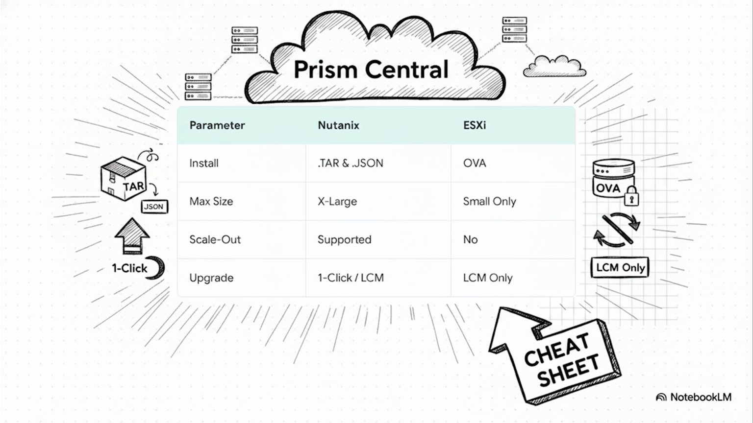Let's recap. Install files: .tar and .json for Nutanix, but OVA for ESXi. Maximum size: XLarge with scale-out capabilities for Nutanix, but strictly locked to small for ESXi. And upgrades: native gives you one-click direct upload or LCM, while ESXi relies entirely on LCM. This summary right here is your roadmap to passing Objective 2.3.